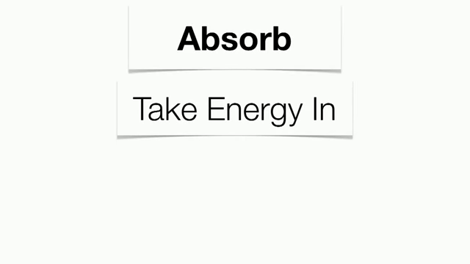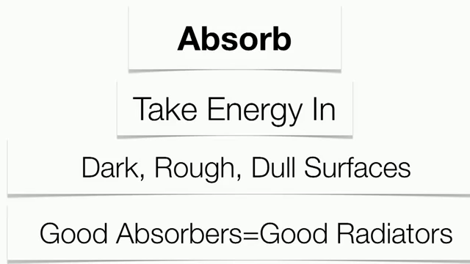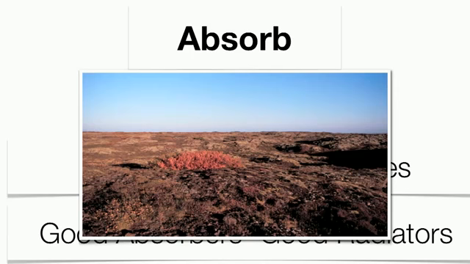We know that energy is going to be taken in by really dark, rough, dull surfaces. When you talk about dark surfaces, not only are dark surfaces good absorbers, they're also good radiators of energy. They also give energy off as well. So continents, for instance, are a great example of good absorbers. They're going to take the energy in, but they're also going to give it off as well.